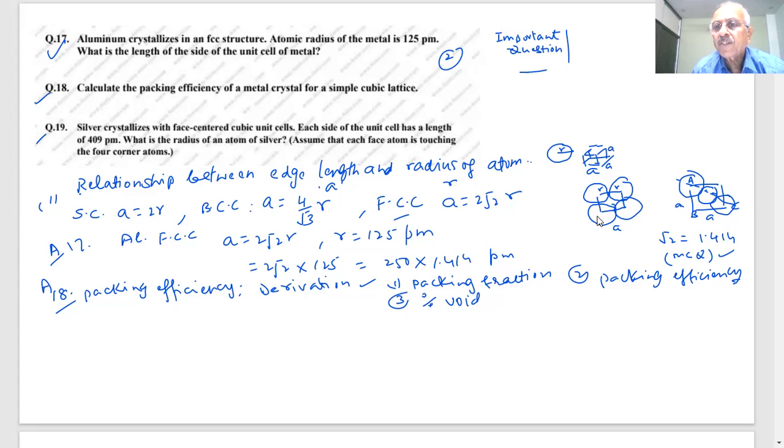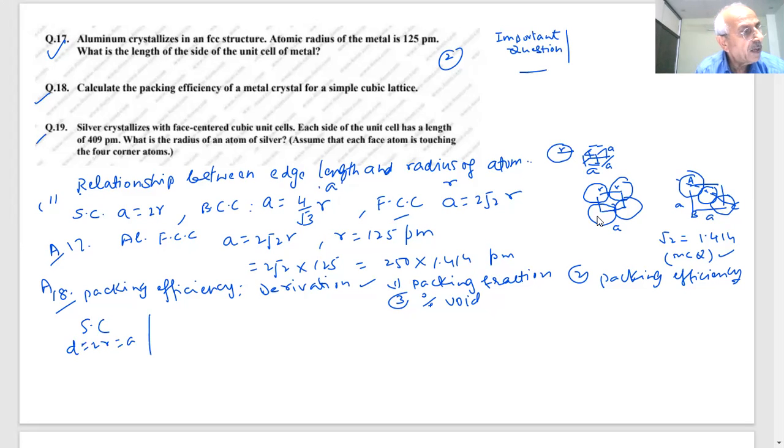And what is the nearest distance in simple cubic? D is equal to 2R. D is equal to 2R means what? In simple cubic, D is equal to 2R is equal to a.